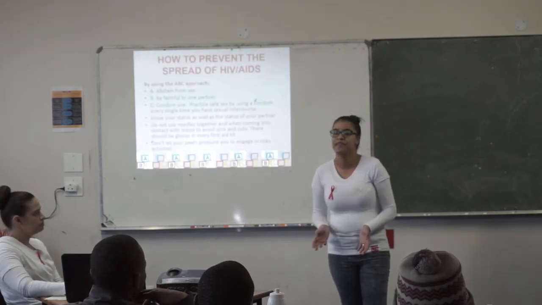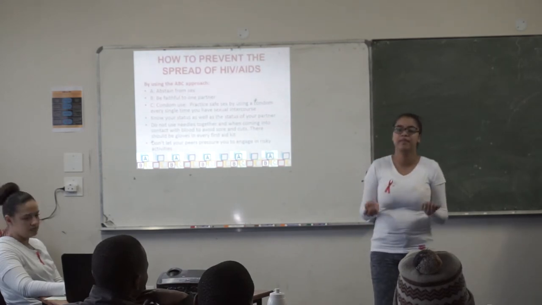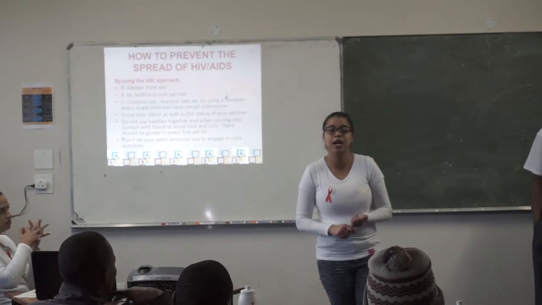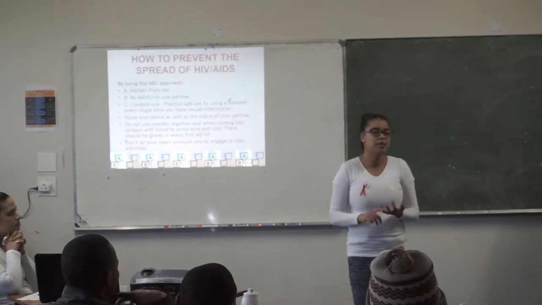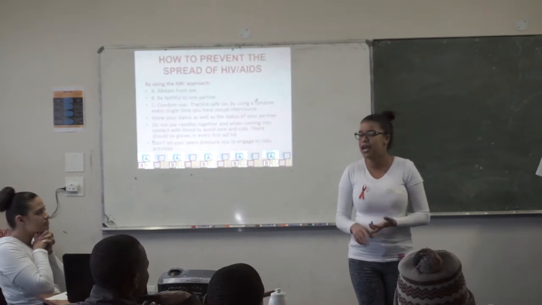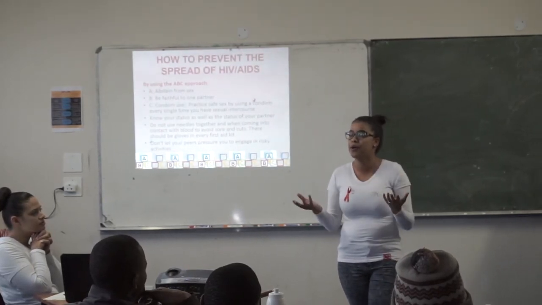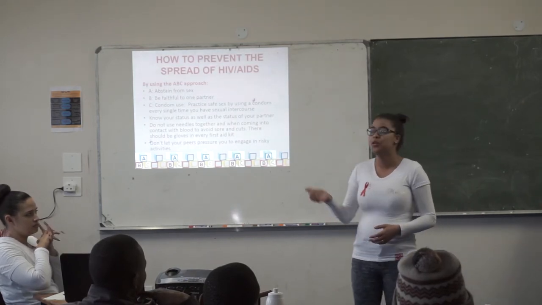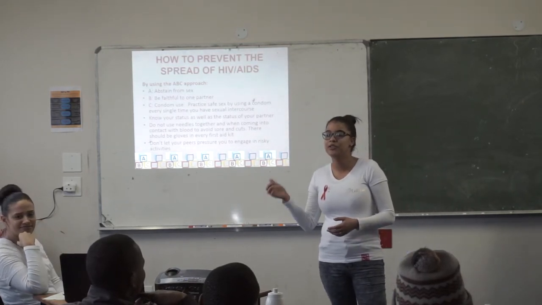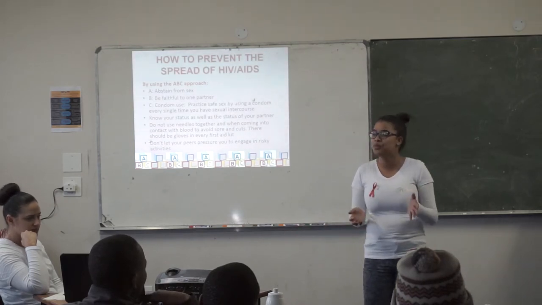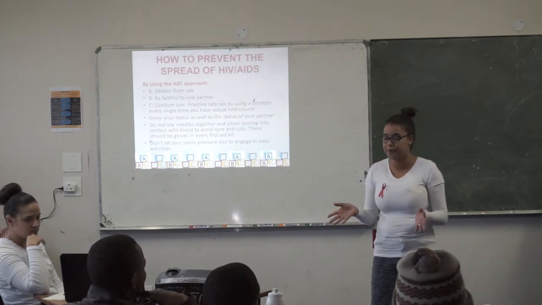So how can HIV be prevented? You need to use the ABC approach. Firstly, you need to abstain from sex. You need to be faithful to one partner and not have multiple partners, as you don't know how many partners the other person has been sleeping with. Thirdly, you need to condomize. You need to educate yourself in terms of safe sex. Every time you have sexual intercourse, you need to use a condom.